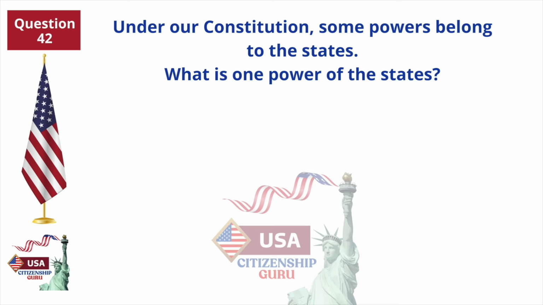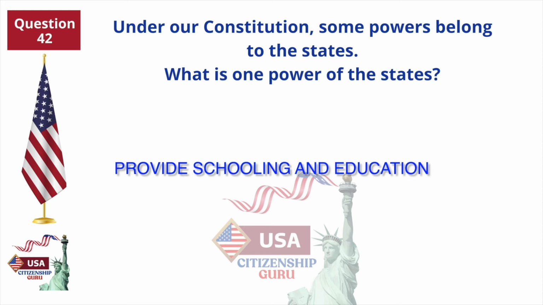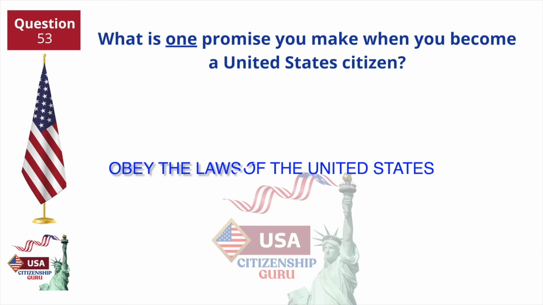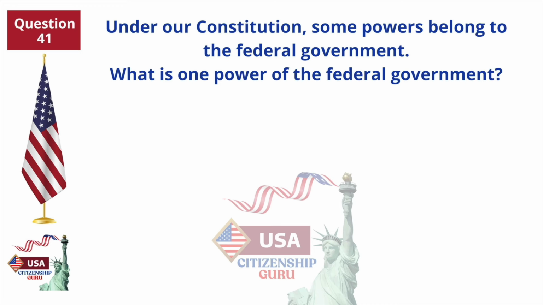Under our Constitution, some powers belong to the states. What is one power of the states? Provide schooling and education. What is one promise you make when you become a United States citizen? Obey the laws of the United States. Under our Constitution, some powers belong to the federal government. What is one power of the federal government? To print money.